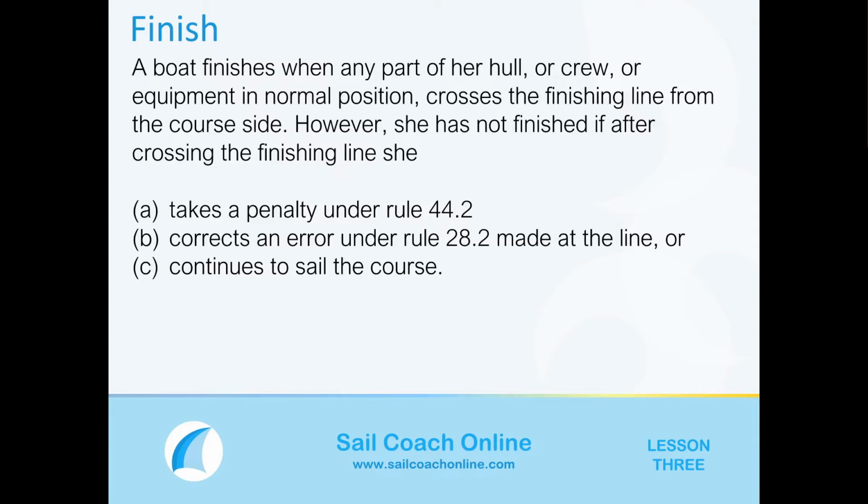Rule 28.2 covers the course sailed, and that is the rule where it's indicated that a boat's course is represented by a string, and if the string is pulled tight, that the string should pass all the marks on the correct side and in the correct order, or continues to sail the course.